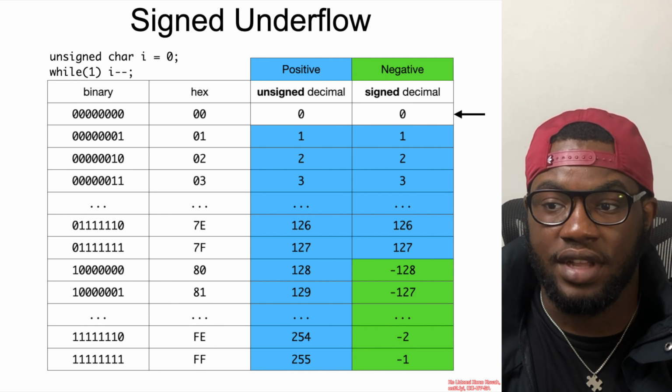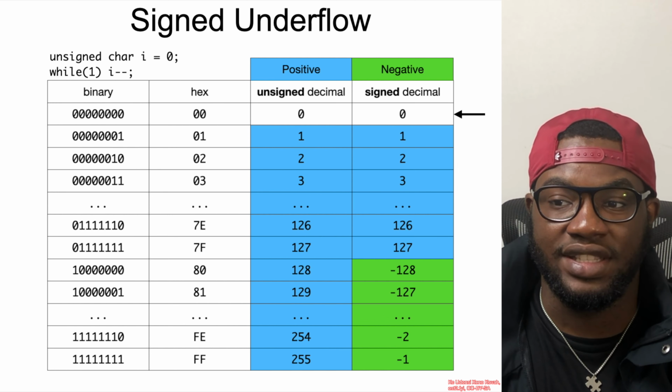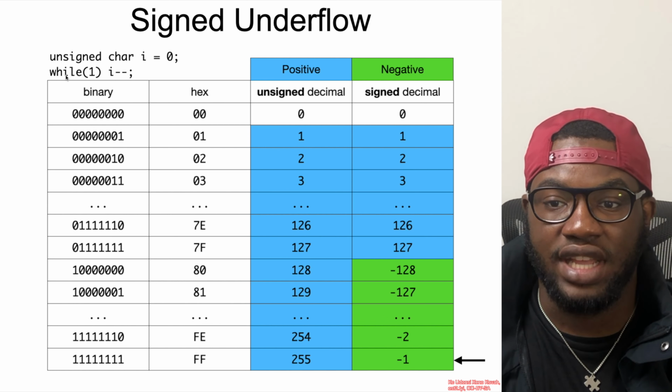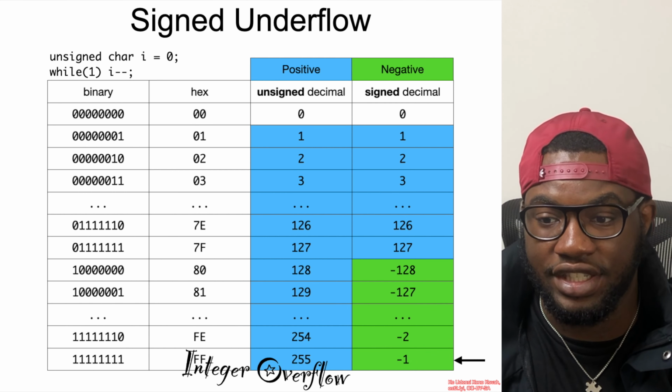For the signed counterparts, the range is split into half. However, if you decrement 0 one more time, you get -1. You've just crossed the boundary, so we call that an integer underflow.